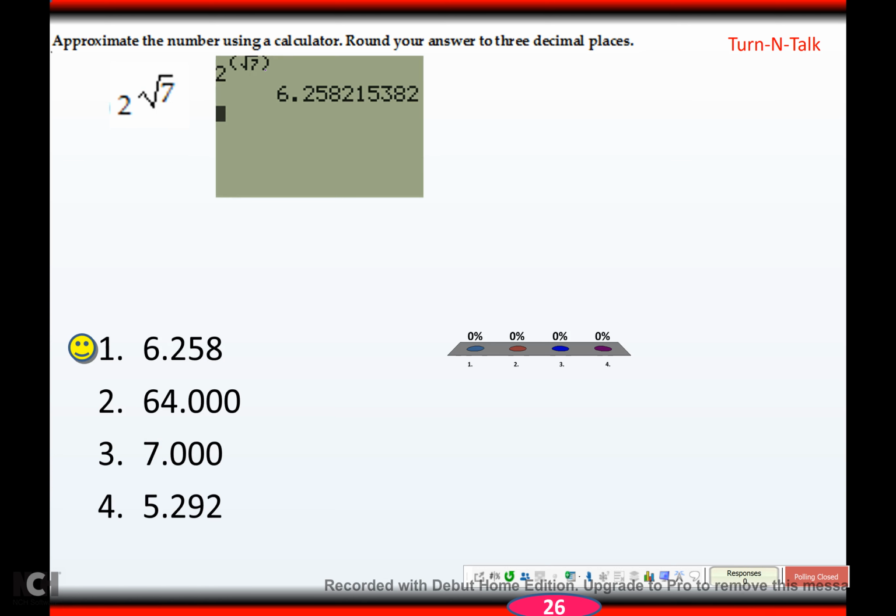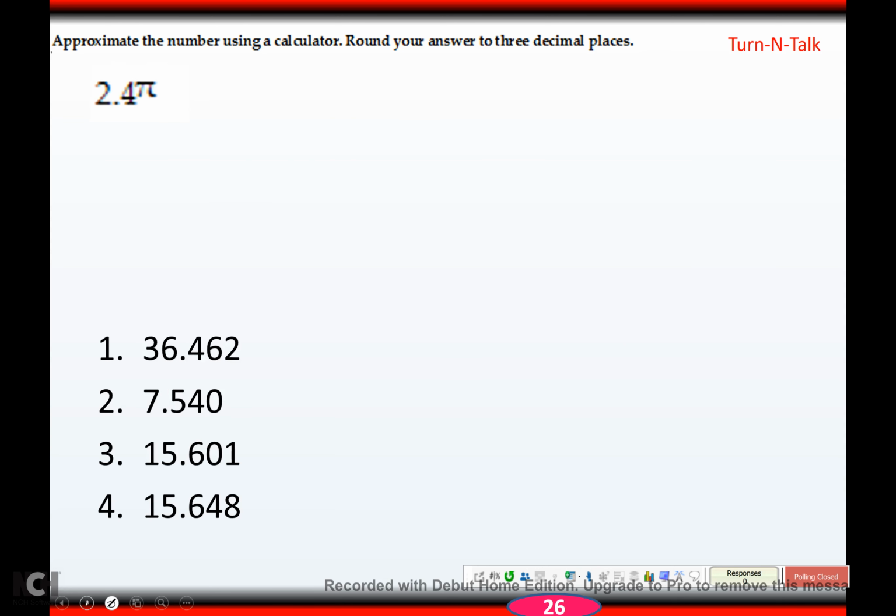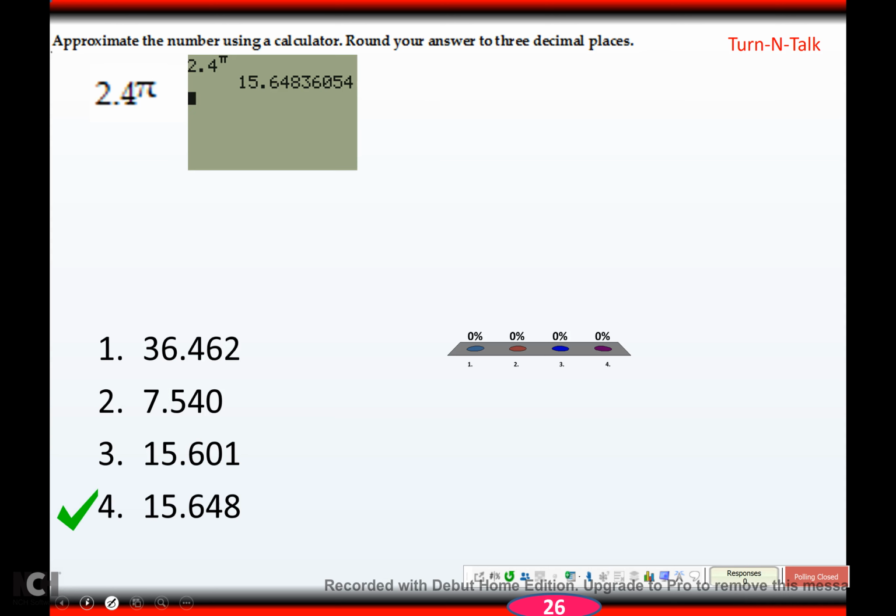Notice I just type in 2 caret, type in the square root of 7. 3 decimal places. The 2 isn't going to do anything to the 8. Okay, type this one in. Even though your exponent is pi, type it on the calculator. Pi is the second caret key. And you should get 1, 2, 3. The 3 isn't going to do anything to the 8.